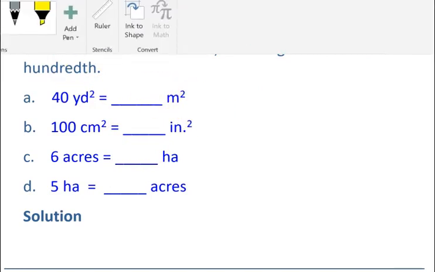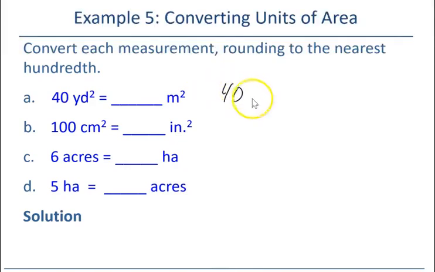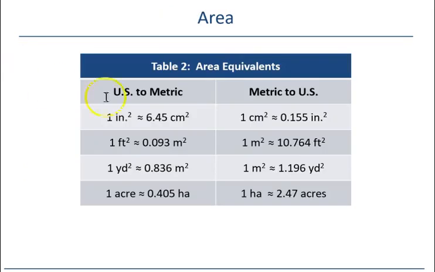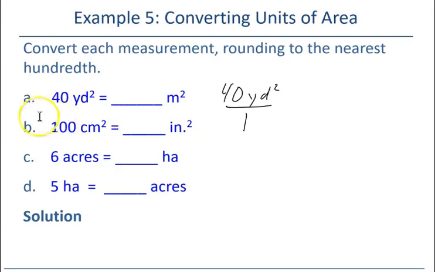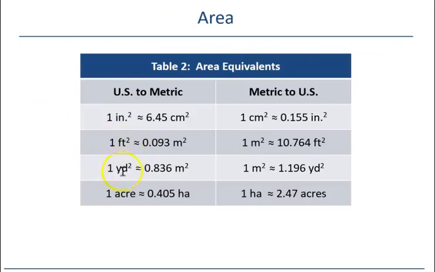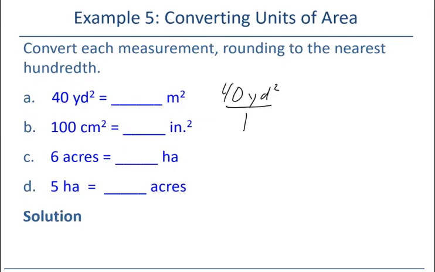I have 40 yards squared. I'm going to put that over 1. Looking back up, let me pull up the old one here. Let's find the yard squared. Notice yard squared, what are we converting into? We're converting into meters squared. Well, notice 1 yard squared equals 0.836. Okay, well, let's come down here.